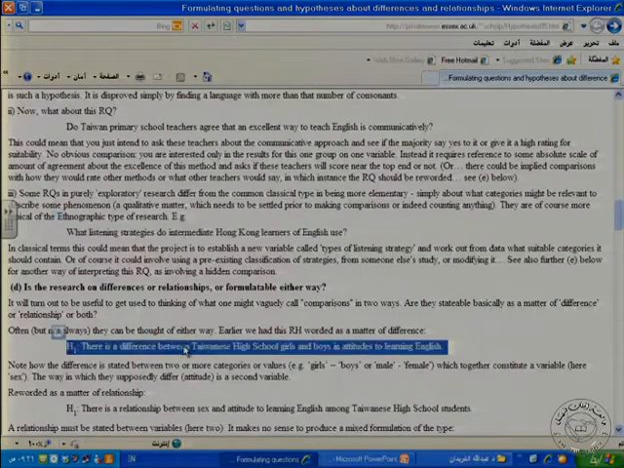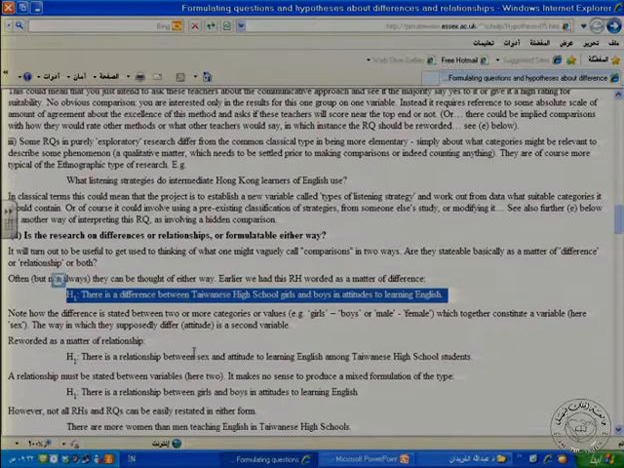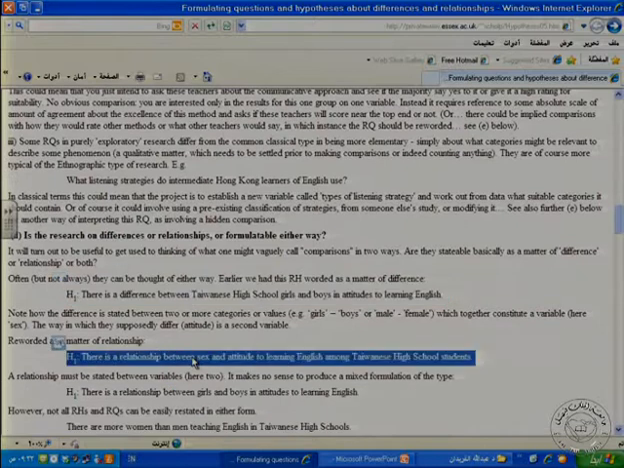Here is one hypothesis. There is a difference between Taiwanese high school girls. Here is one that's related to the previous one. There is a relationship between sex and attitude to learning English among Taiwanese high school students. So you would say there is a relationship between attitude and sex, but it does not show you which is in favor or which is not.